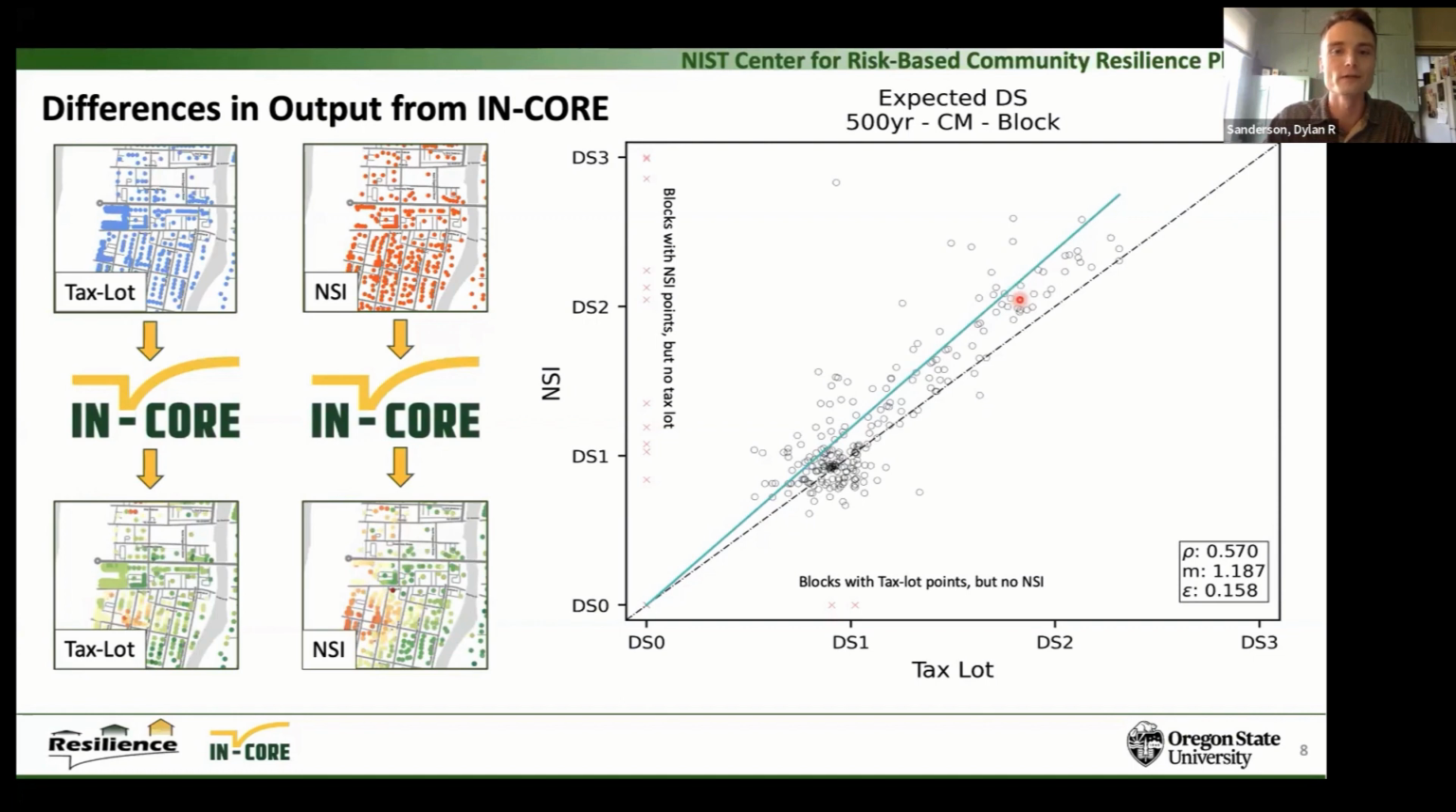And on these plots, the red points indicate blocks that have NSI points but no tax lot points, these ones over here. And there's the opposite side of that down here on the x-axis, where there are some blocks that have tax lot points but no NSI points.